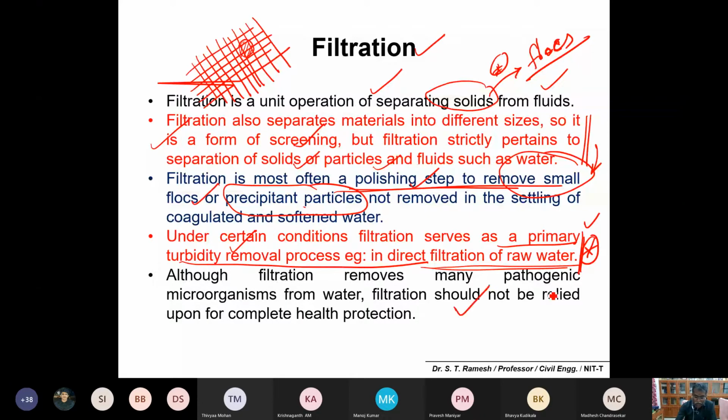Filtration will also sometimes remove or retain pathogenic microorganisms from water, but it should not be relied upon for complete health protection, because minute microorganisms also will escape from the system. That's what people used to say. Even though this is filtered water, there could be future contamination during transportation of water to the consumers. If we are getting water at the doorstep, take the water, boil it and drink it. That's what they say. So filtration is the retention of solids as well as pathogenic microorganisms, but it should not be relied upon from a complete health protection point of view.